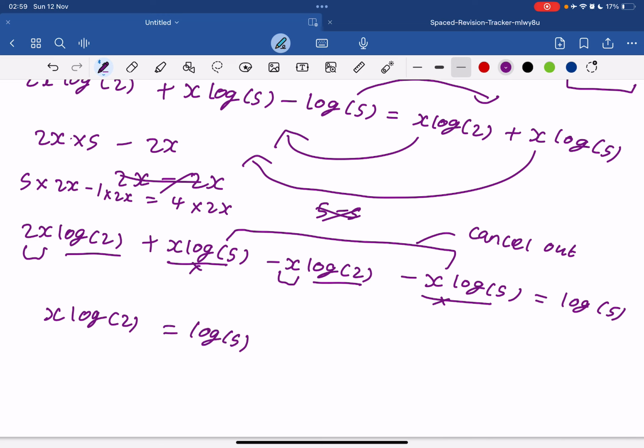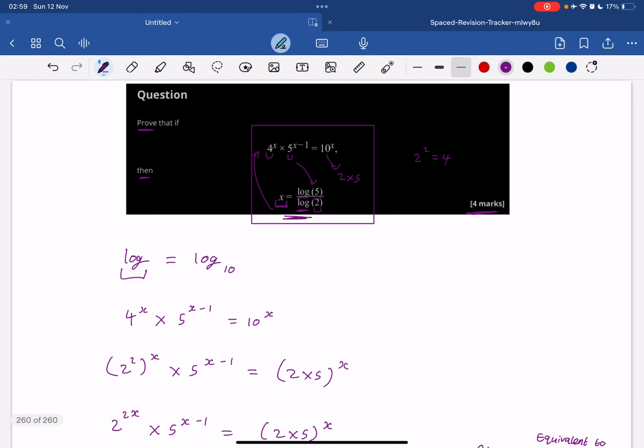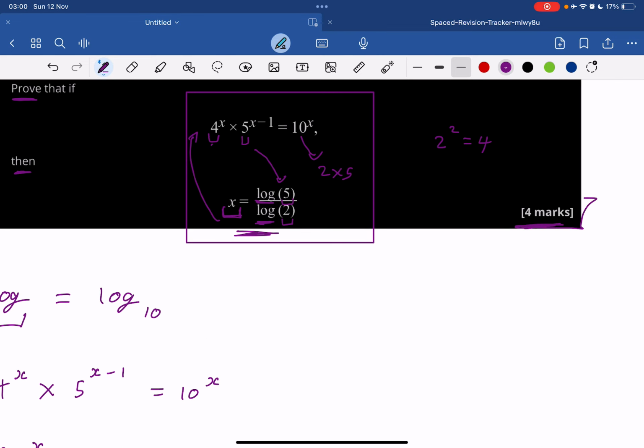Now I'm going to make x the subject. So I'm going to divide by log 2. And now let's compare. X equals log base 5 of 2. Yep. And that's all 4 marks.